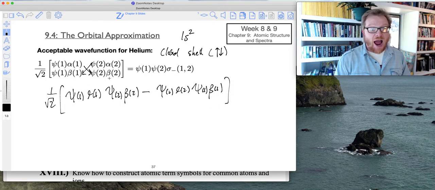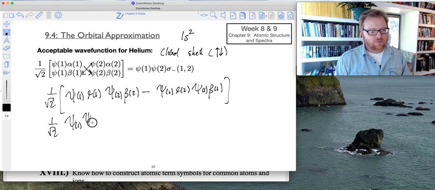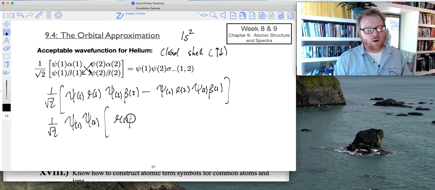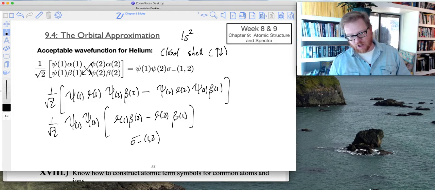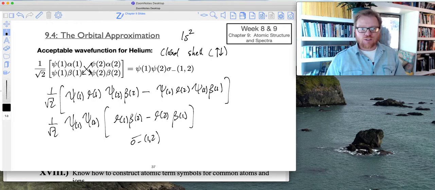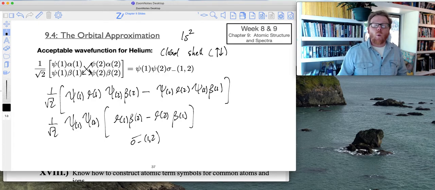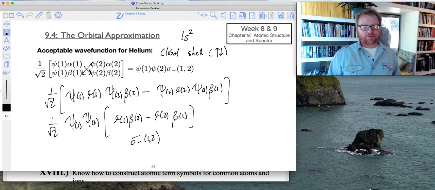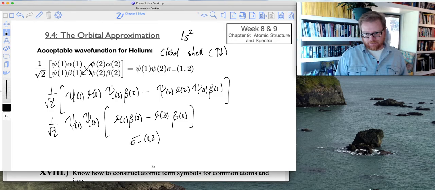And if we were to do algebra on this thing and factor it out, let's do that. We can factor out the 1 over root 2. We can factor out the psi 1, psi 2. And what we'll be left with is alpha 1 beta 2 minus alpha 2 times beta 1. And this is equal to our sigma minus 1, 2 wave function, okay? So for helium, only one acceptable total wave function because of the spin states, all right?